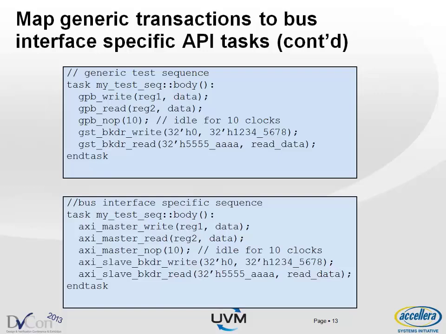So here's what the task sequence looks like in the UVM. We have this GPB write, GPB read, and then we can do some idle, some delays on that interface, and we do some backdoor write transactions. And at the bottom of the UVM agent layer, this task can actually call this XI master write, XI master read, and a slave backdoor write and read.